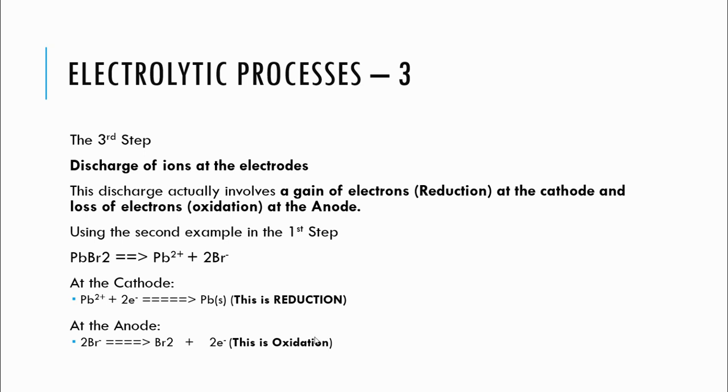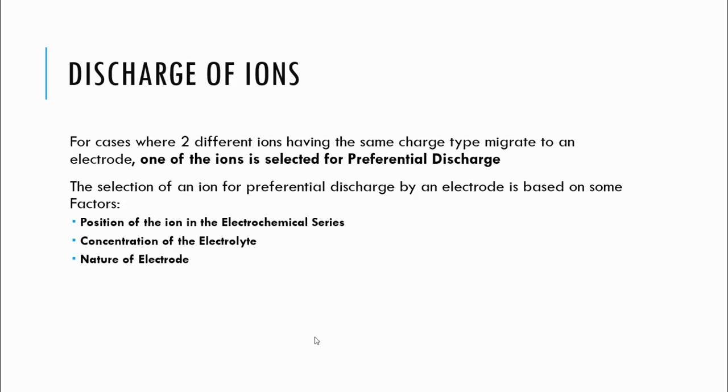So that's that. That's oxidation, then that's reduction. So the discharge of ions is not something that is just a play, because we have some ions tampered with and some not. So for cases where two different ions have the same charge type, like positive and positive, negative and negative, migrating to an electrode, one of the ions is selected for preferential discharge. Like there is a preference now, based on what we have. That's just the idea.